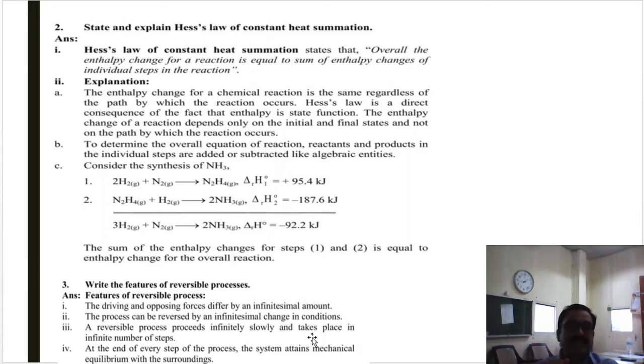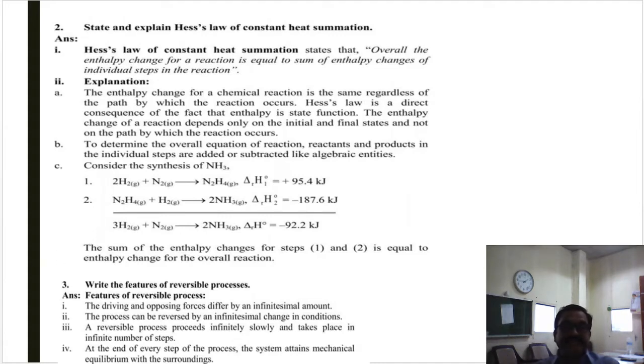And the last feature: at the end of every step, the system attains mechanical equilibrium with the surrounding. This is a very, very important feature of a reversible process. That is, at the end of every step, the process must attain mechanical equilibrium with the surrounding. These are the 4 important features of a reversible process.